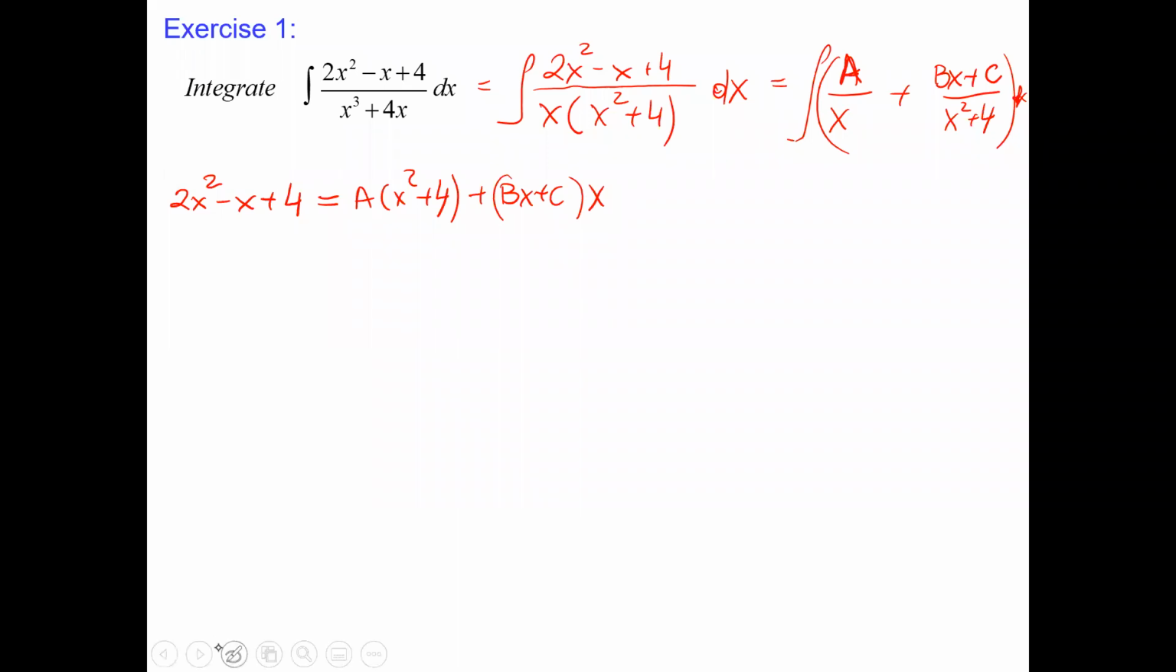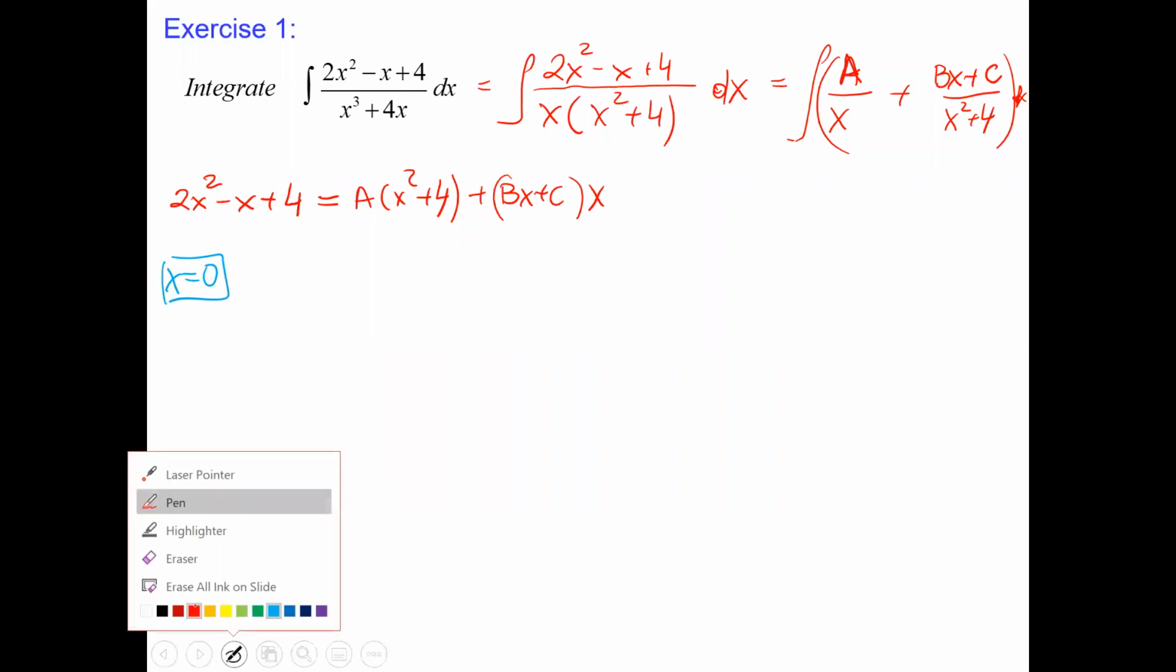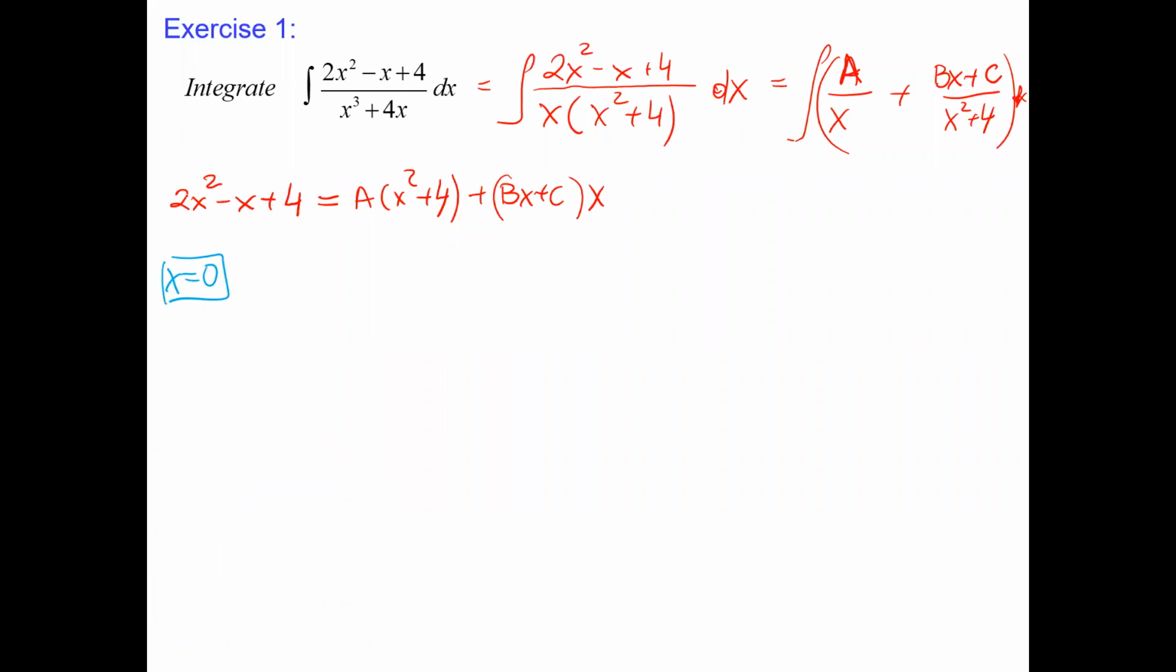Now let's try substituting 0 for x. Substituting 0 into the equation, I have 0 minus 0 plus 4, which is 4. And then 0 plus 4 is 4A, and the other term is 0. That means A is 1. Great. Now we can see we do not have more zeros of the denominator, so I will pick a random number, the easiest number, x.